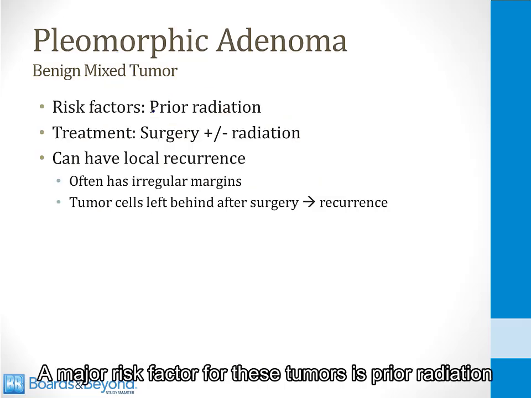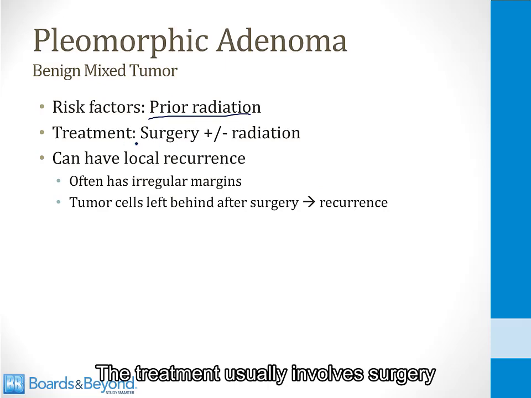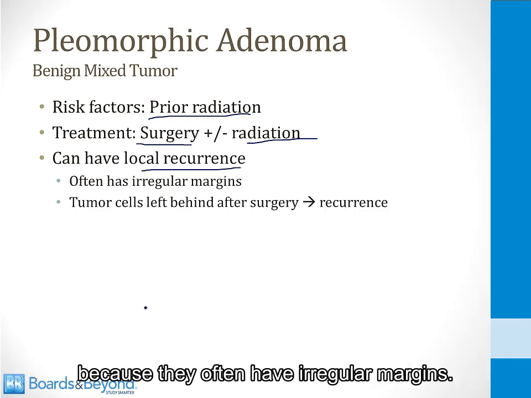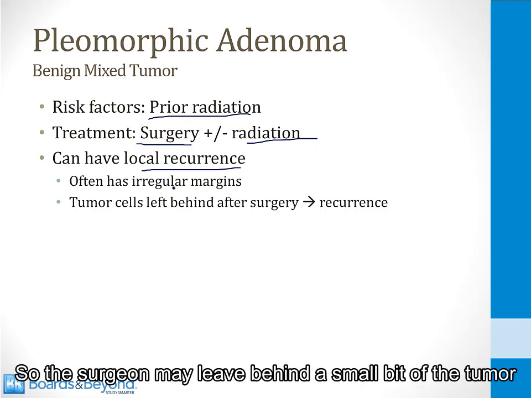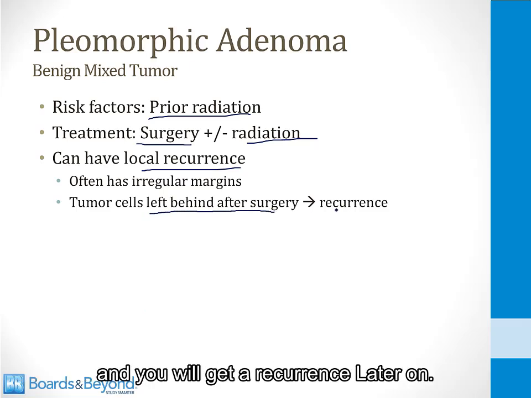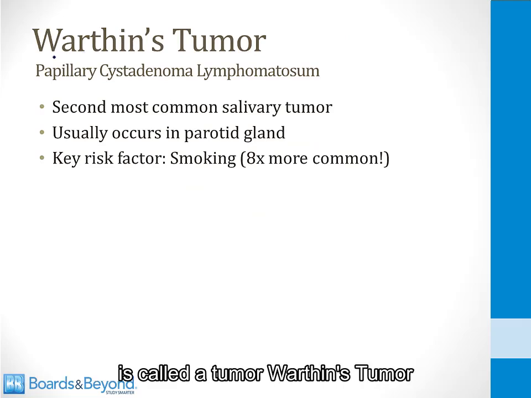A major risk factor for these tumors is prior radiation to the head and neck. The treatment usually involves surgery plus or minus radiation therapy. And these can have a local recurrence, and the reason is because they often have irregular margins, so the surgeon may leave behind a small bit of the tumor, and then that will begin to grow, and you will get a recurrence later on.